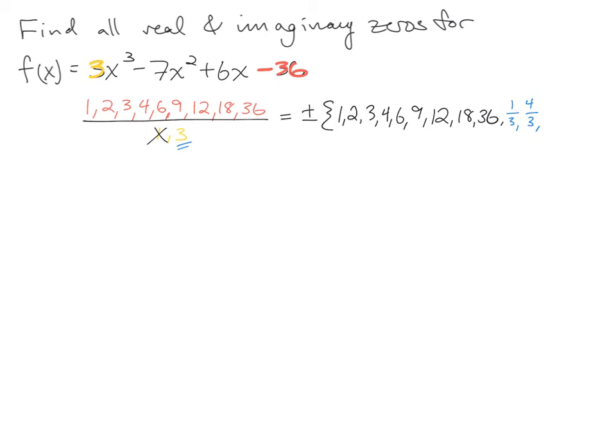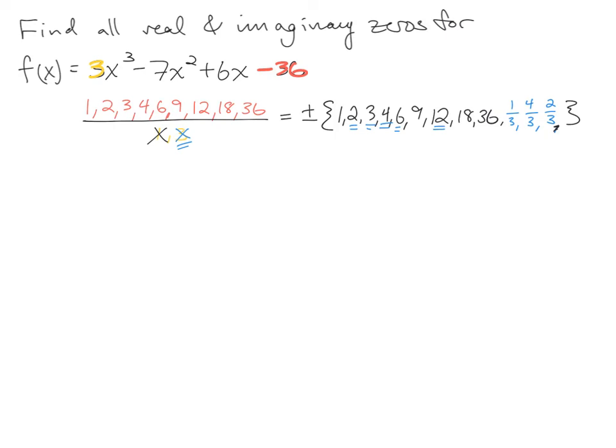3/3 is 1. Oh, I forgot 2/3. I normally do them in order. 6/3 is 2, we have that. 9/3 is 3, we have that. 12/3 is 4, 18/3 is 6, and 36/3 is 12. So it looks like we're done. All right. So we're done with 3, and we've made our list.